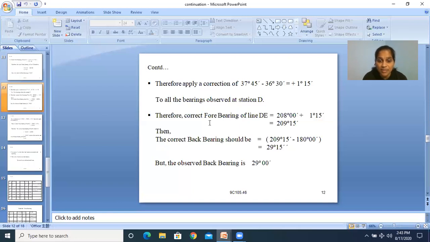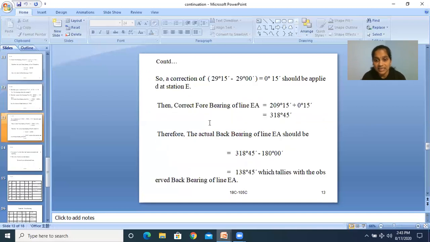But the observed back bearing of DE line is 29 degrees. Then the error is 0 degrees 15 minutes, which should be applied at station E. Then the correct forebearing of line EA is equal to 209 degrees 15 minutes plus 0 degrees 15 minutes.